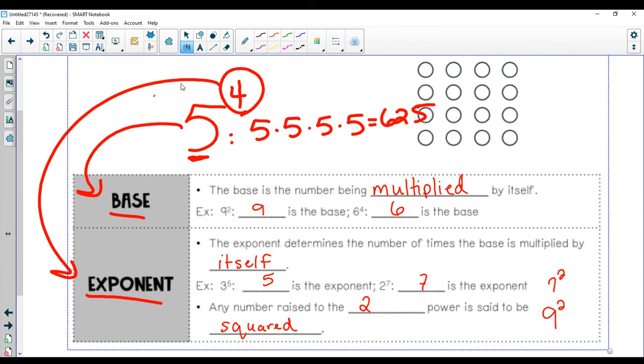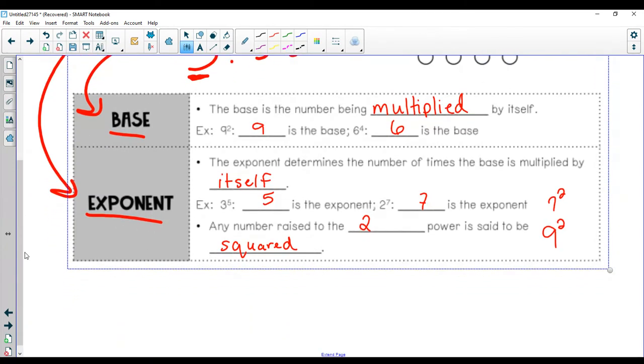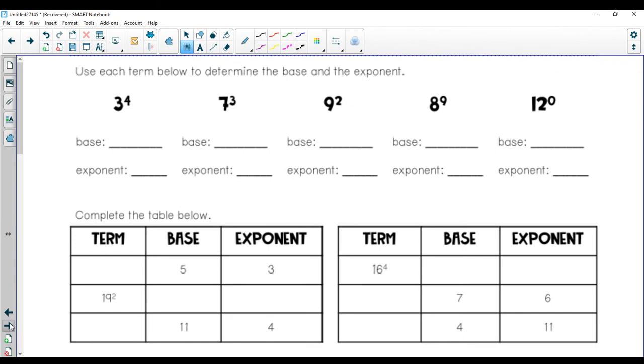All right. Questions so far? We're good? All right. Make sure you got your notes filled in. At the bottom of your page, you have this practice right here. We have 3 to the 4th power. Which one's the base? 3. Which one's the exponent? 4. All right, take a second and fill those out.